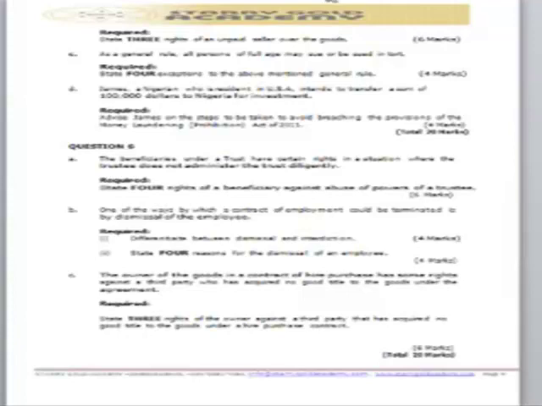Now let's look at C aspect. It says the owner of goods in a contract of hire purchase has some rights against a third party who has acquired no good title to the goods under the agreement. State 3 rights of the owner against a third party that has acquired no good title to the goods under the hire purchase contract. So it's the same as state 3 rights. Mention these rights.